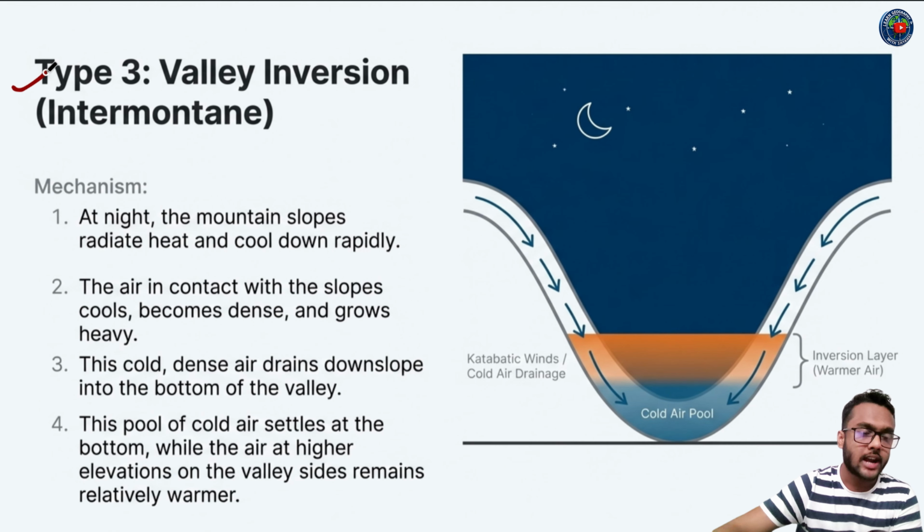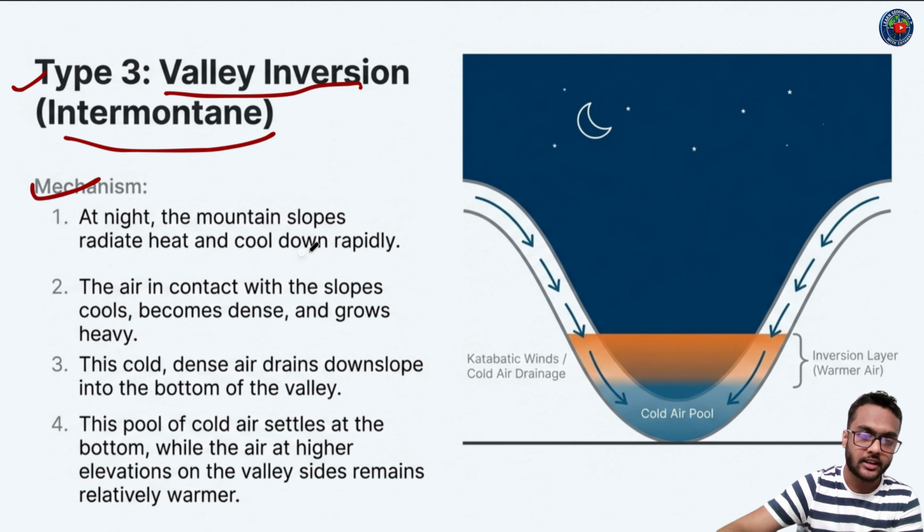Okay, the third type of temperature inversion is valley inversion. This is intermountain. The mechanism is that at night the mountain slopes radiate heat and cool down rapidly. The air in contact with the slopes cools and becomes dense and heavy, and this cold, dense air drains downslope into the bottom of the valley.